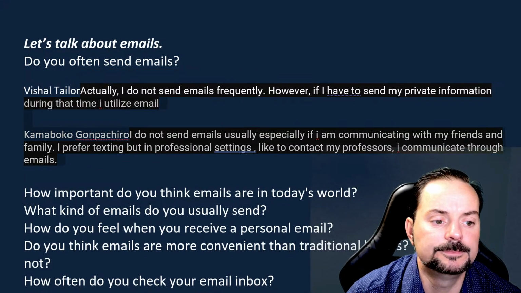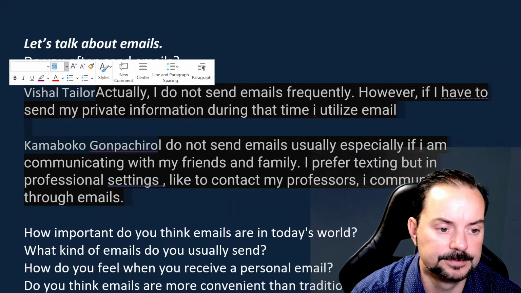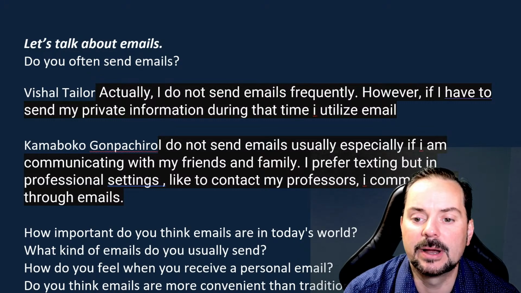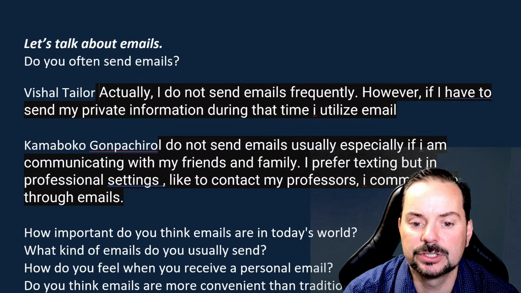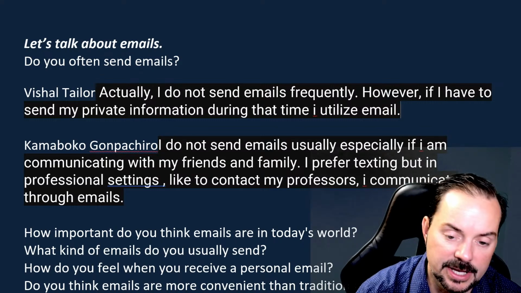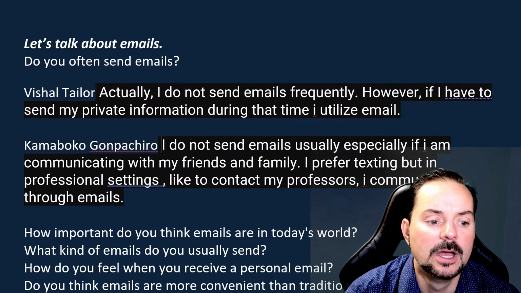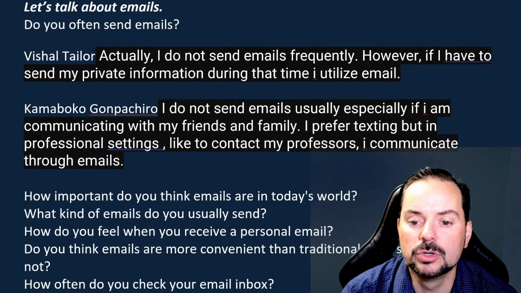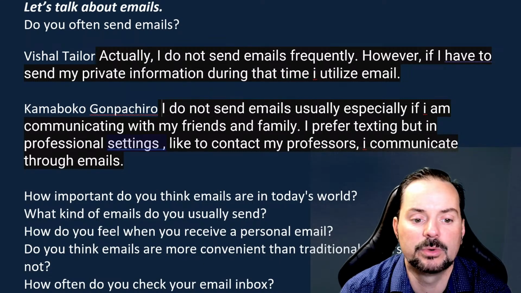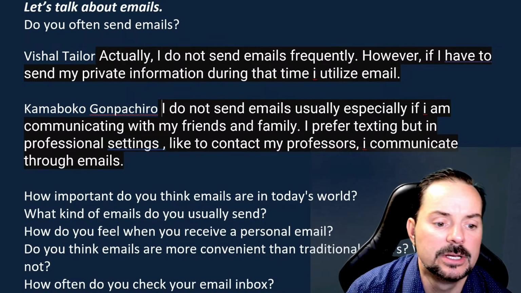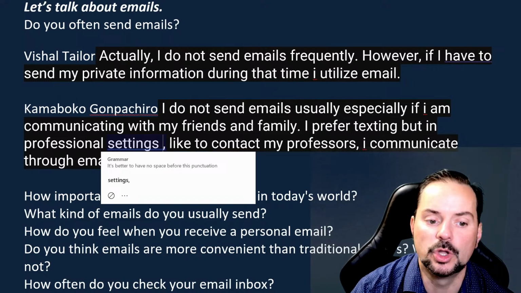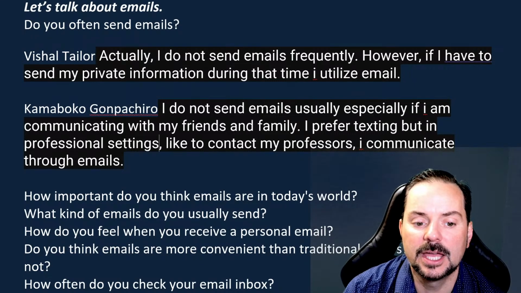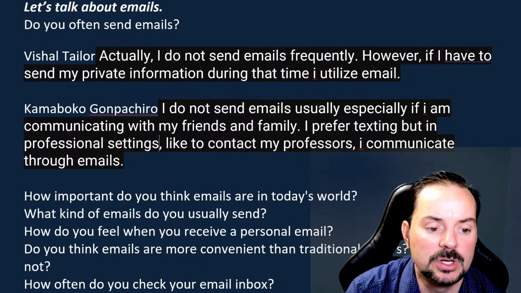So Vishal says, actually, I do not send emails frequently. However, if I have to send my private information during that time, I utilize email. Kamaboko says, I do not send emails usually, especially if I'm communicating with my friends and family. I prefer texting, but in professional settings, like to contact my professors, I communicate through emails. Note, no space before commas and periods, students.